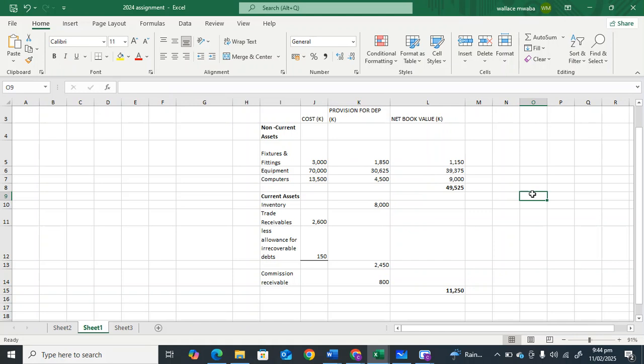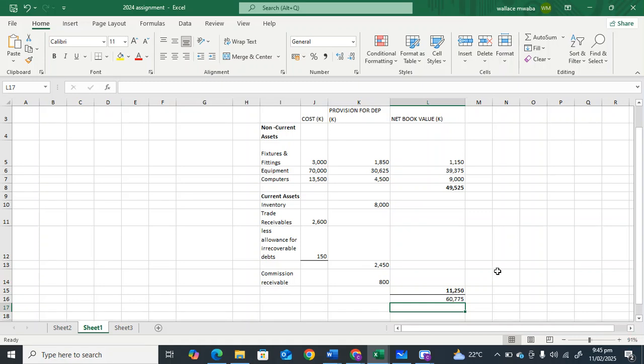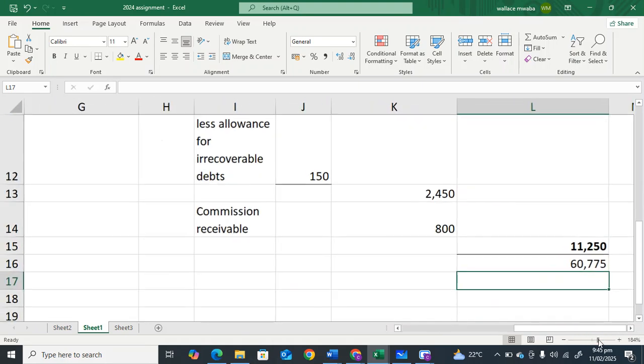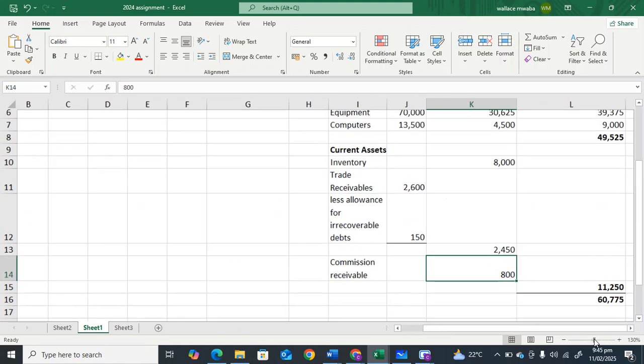So now I want to get the grand total of our assets, current assets plus non-current assets. So you're going to say 49,525 plus 11,250. The grand total for our assets, current and non-current, is 60,775. Yes. Any questions?